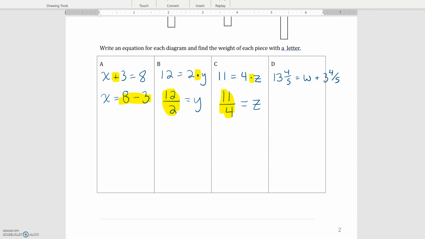And then my last example, 13 and 4/5 equals some value w plus 3 and 4/5. So if I want to find w by itself, I should take the total, 13 and 4/5, and subtract what's being added to w, which is 3 and 4/5.